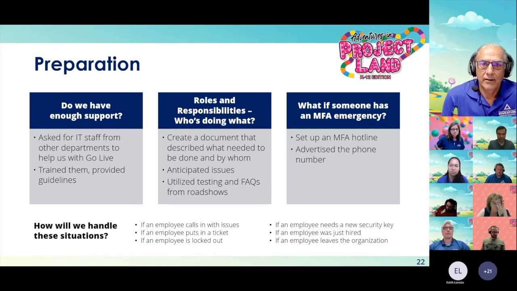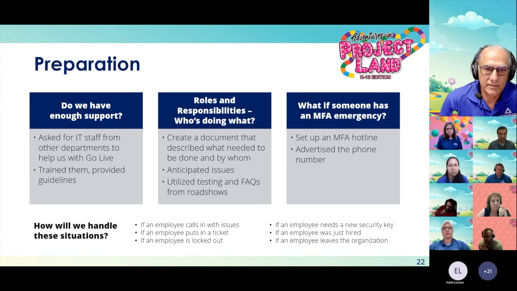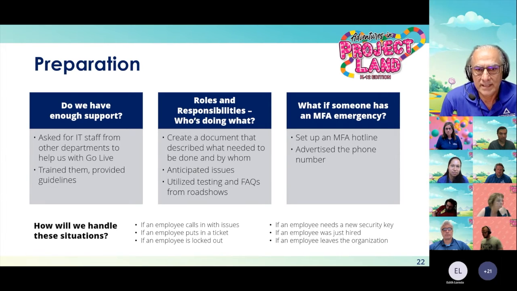We established a new phone line for MFA related issues and advertised it way ahead of time. We also added the phone number on the security keys, the YubiKeys, that were sent to our users. We created a greeting script that everyone used when answering calls. We did this to standardize our initial response. Altogether, we had 21 staff for our third phase, supporting close to 700 users on a go live day.